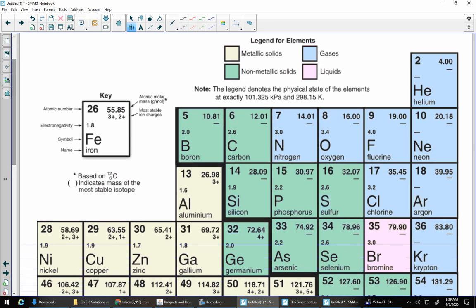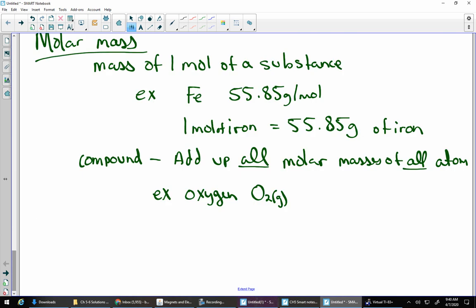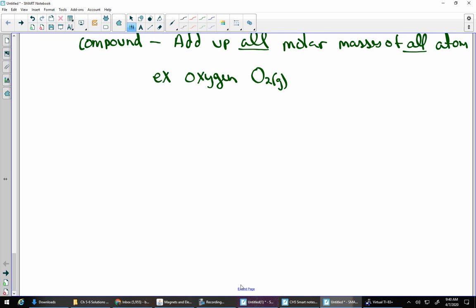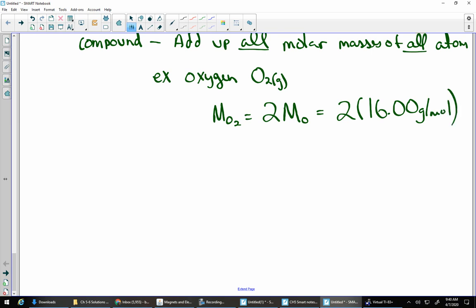The molar mass of 1 oxygen atom is 16 grams per mole. That means the molar mass of 2 oxygen atoms must be 32 grams per mole. Perfect, so let's go back here. So the molar mass of oxygen is equal to 2 times the molar mass of an individual oxygen atom, which is 2 times 16.00 grams per mole, which is realistically 32.00 grams per mole.